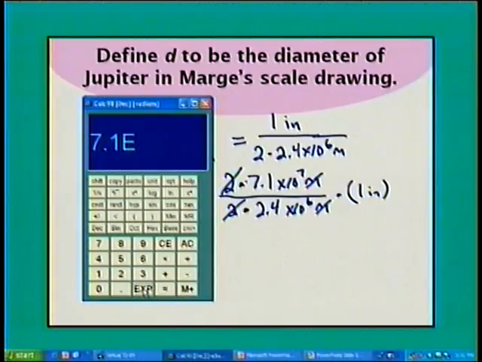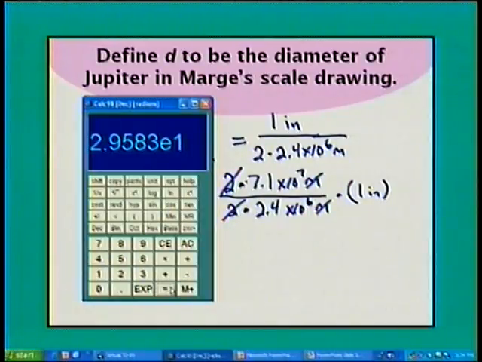So I press EXP, there's my E that's saying that I'm going to do a power of 10. The power of 10 is 7. Let's divide that by 2.4, press my scientific notation key, and tell it that the power of 10 is 6. And let's go ahead and press equals, and we see that we get about 2.9583 times 10 to the 1st.